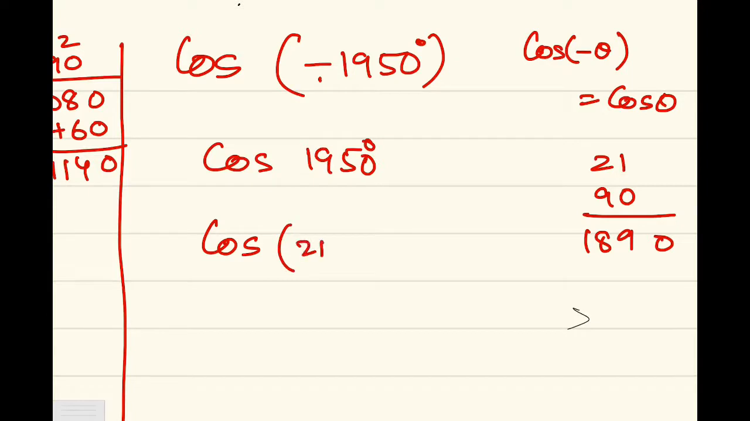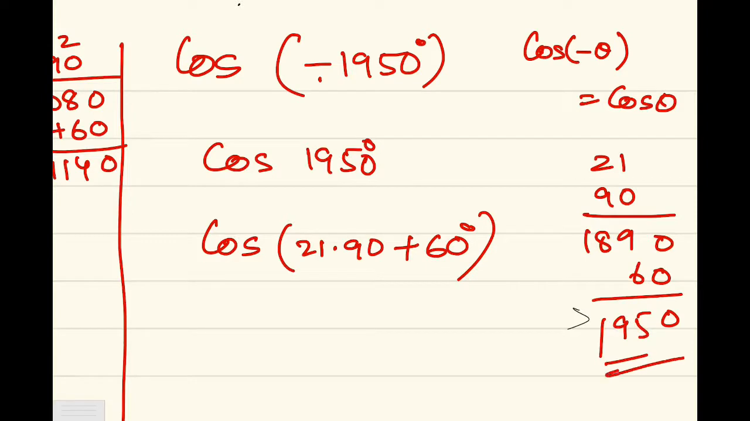Okay, so 21 times 90 plus, what should I add to make it 1950? 60 degrees, isn't it, everyone? If I add 60 degrees, it will become 1950. Check this out: 1890 plus 60 is 1950. Absolutely. Okay, so now in which quadrant does it fall?